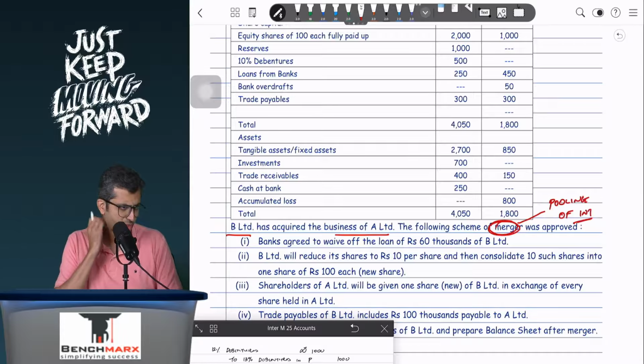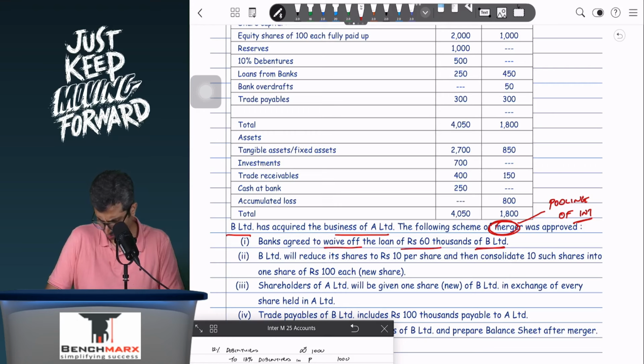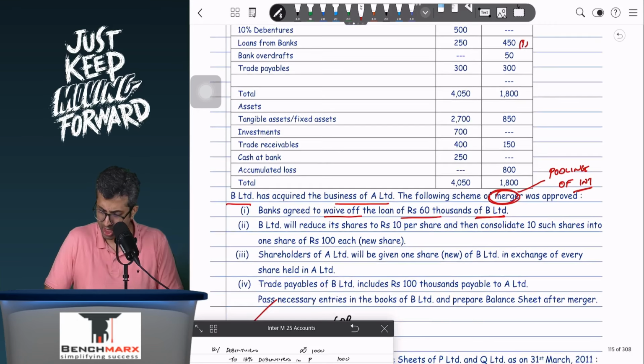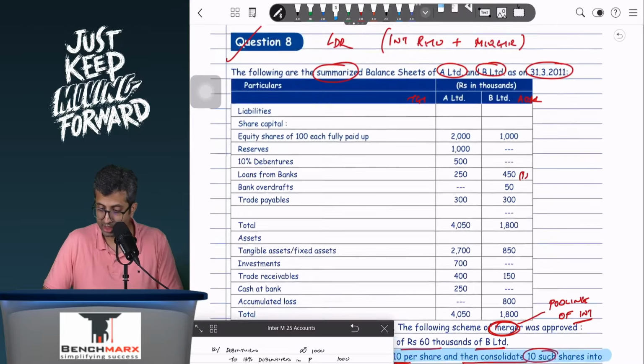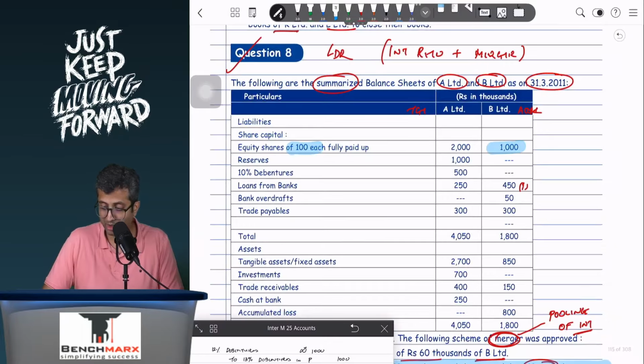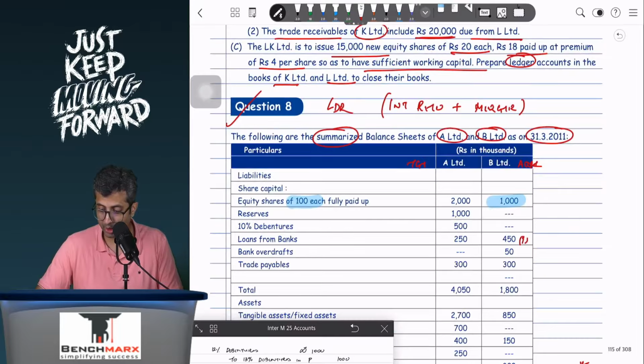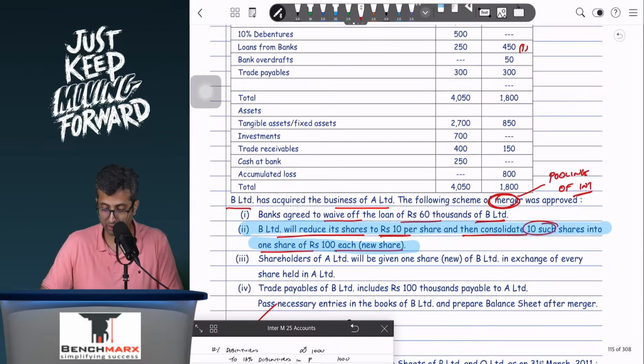The scheme was approved. Now banks agreed to waive off 60,000 of loans of B. Now that is pertaining to B. Point 1. B will reduce its shares to rupees 10 per share and then consolidate 10 such shares into one share of rupees 100 each, which is a new share. You will highlight this. See, B's current face value of the share is how much? Well, B's current face value of the share is rupees 100 each. Now they are saying in adjustment 2 that what we will do is we will reduce the face value of this share to rupees 10.